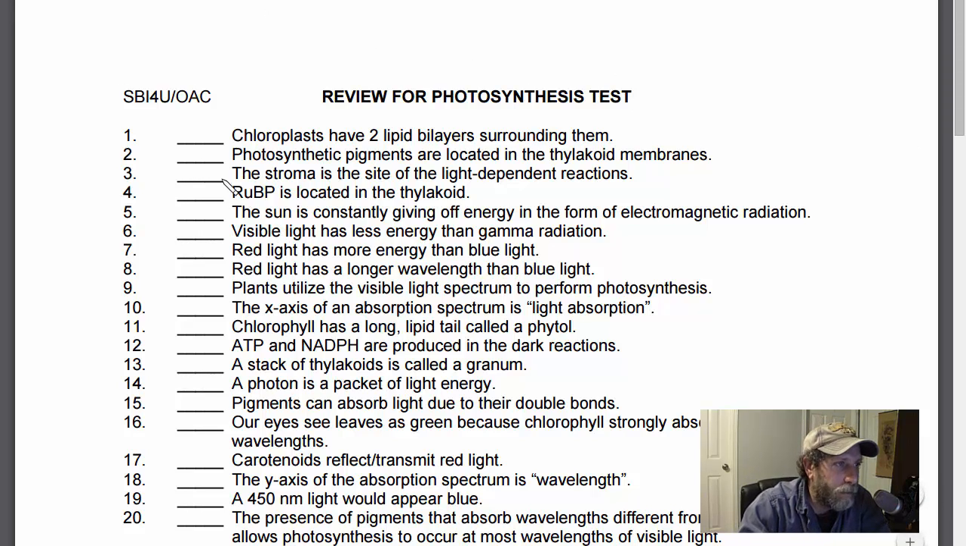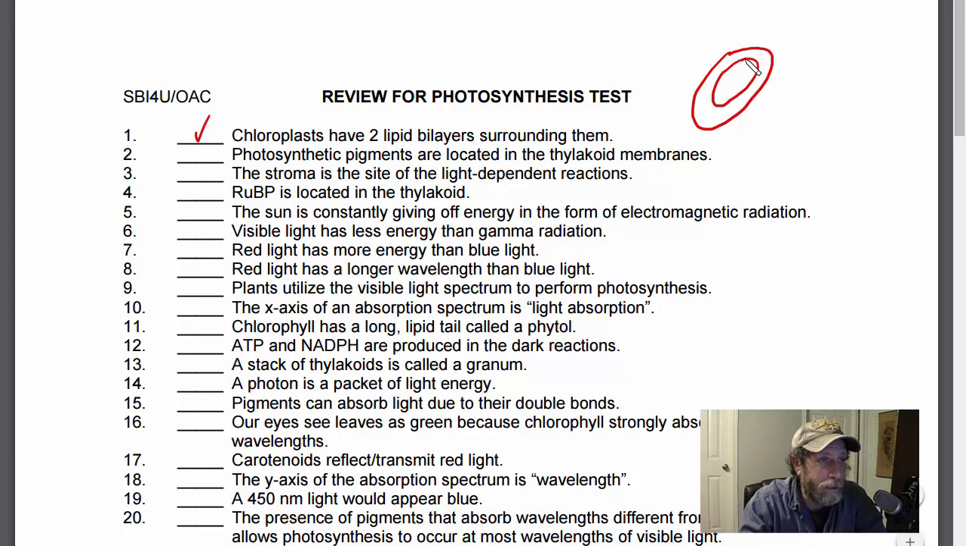Okay, so the first statement says chloroplasts have two lipid bilayers surrounding them. All right, I'm going to use a check mark for correct, and that is true. A chloroplast, just like a mitochondrion, has a single lipid bilayer. Okay, that's a single membrane, but there's two halves to it, and then another one. All right, so there's the inner membrane, and then there's the outer membrane, so that is correct.